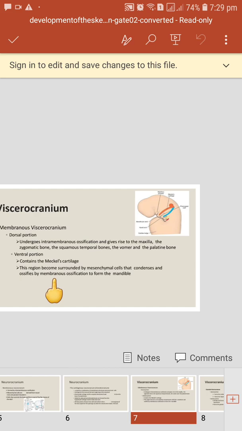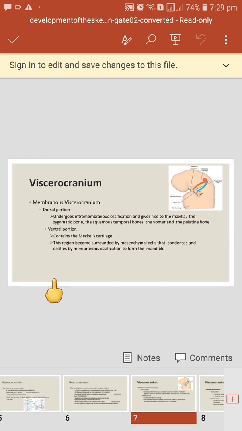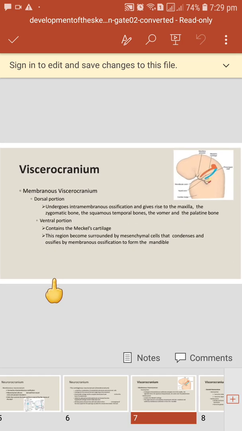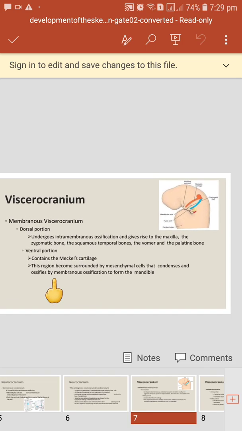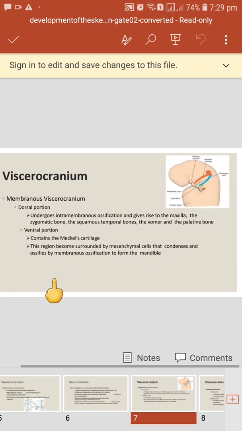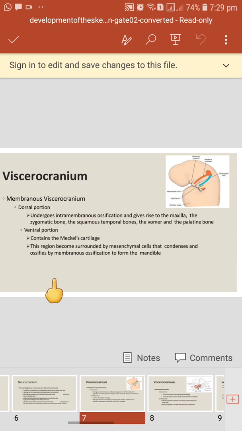Then we have the ventral portion of the viscerocranium, which contains Meckel's cartilage. This region becomes surrounded by mesenchymal cells that condense and ossify by membranous ossification to form the mandible. So, in case of the ventral portion, the development will be of the mandible. It is also by membranous ossification.